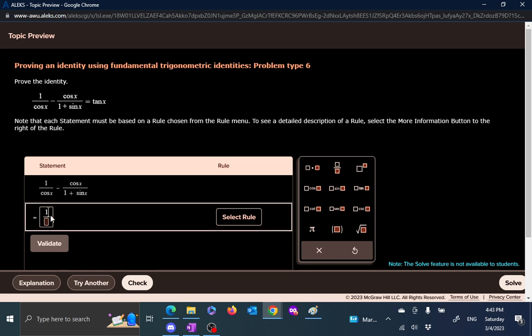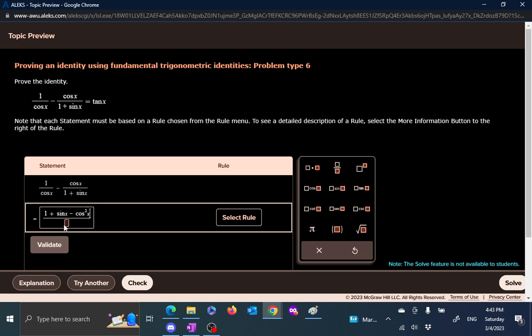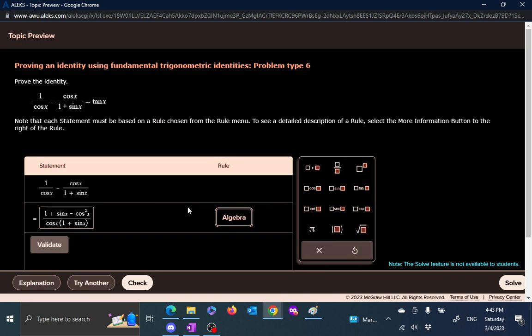So in the numerator I have 1 plus sine of x. That's from the contribution of the first fraction, and second one, cosine times cosine, becomes cosine square of x. Denominator, I'll have cosine of x times quantity 1 plus sine of x. Okay, so what did we do so far? We just did algebra. We just added the two fractions.